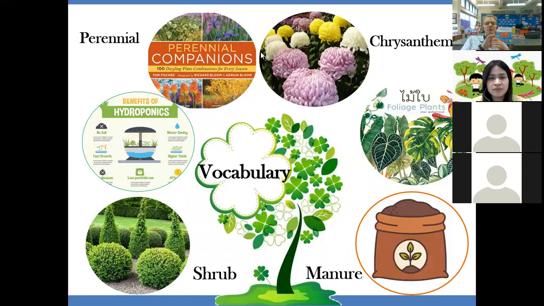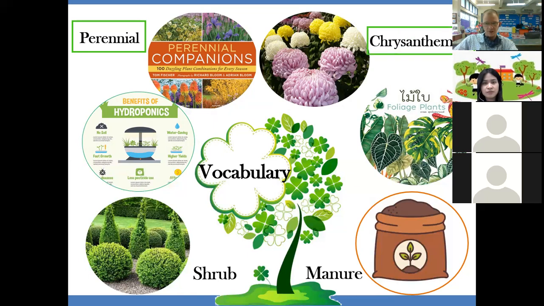Okay, so we have this beautiful picture with our vocabulary. We have a couple of very big words. We'll have a look at them and their meanings. And we have a couple of small, short words. We'll also look at their meanings. So let me first highlight all the words we're going to learn today. The first one we're going to learn is perennial. Then we have this very big word, chrysanthemum, which is also a type of plant that you mostly find in Asia. We're going to look at foliage plants, hydroponics, the shrub and manure.